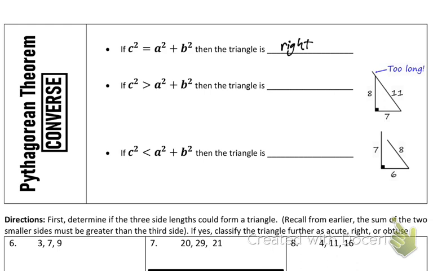So our first one is, hey, if this isn't equal, maybe our c value is too big. In which case our c squared would be bigger than a squared plus b squared. If our c value, our hypotenuse, is too big, I have to open up wider, which makes it, what kind of triangle is it if it's open wider? Obtuse. So if your c squared is bigger than your a squared plus b squared, then it is obtuse.